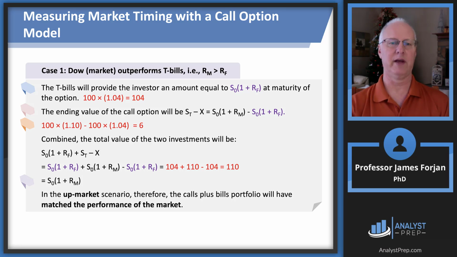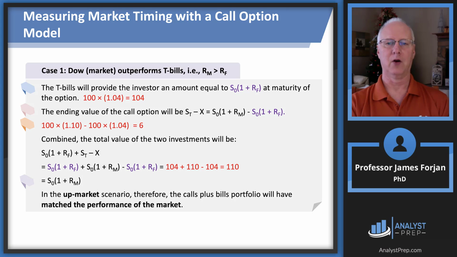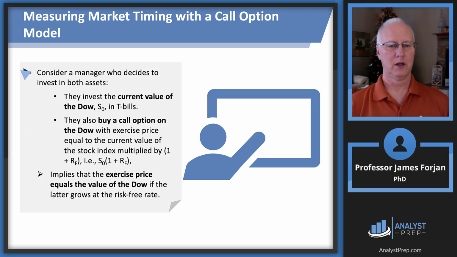That's your treasury investment. What's going to happen to the call? At the end of that time period, the call will be in the money. Is that right? Oh, so let's figure this out. So the value of the call option is going to be the Dow at expiration, S sub T, minus the exercise price, which in this case is 104, right? Let me just go back and remind you, what are we doing? The exercise price equals the value of the Dow if the latter grows at the risk-free rate.